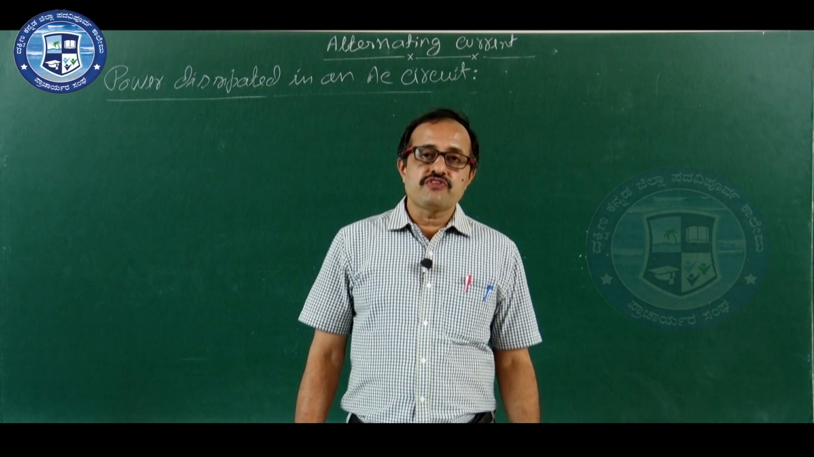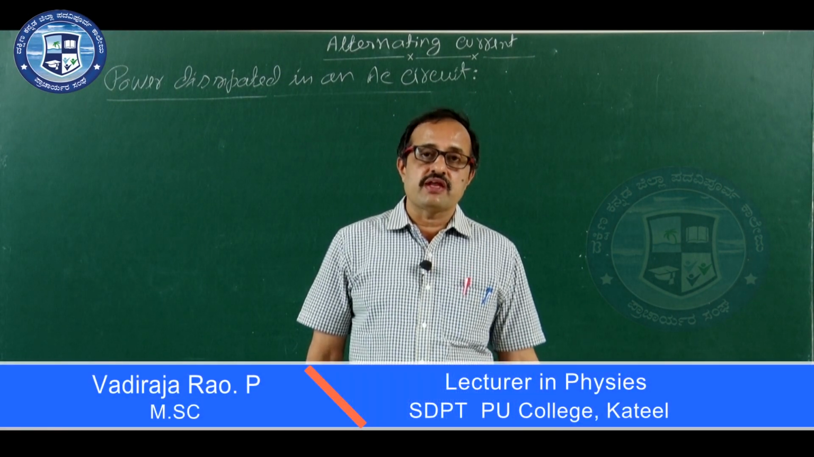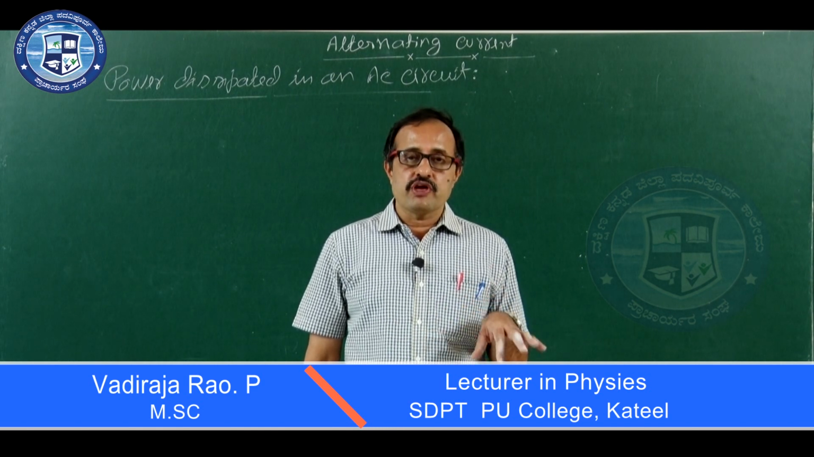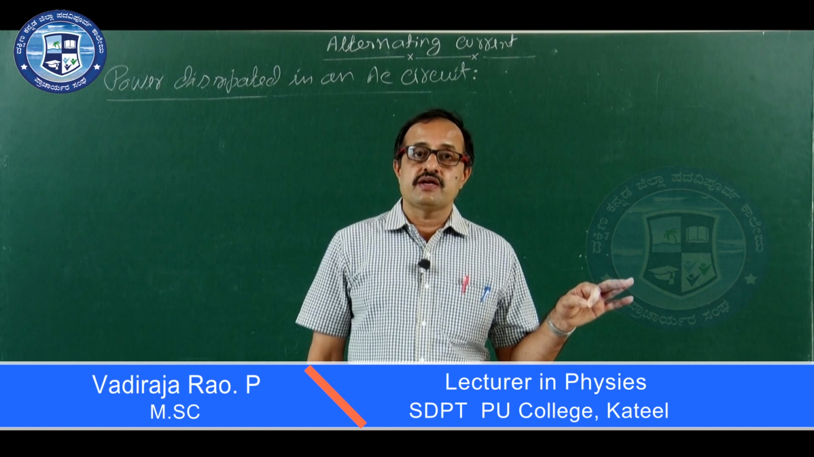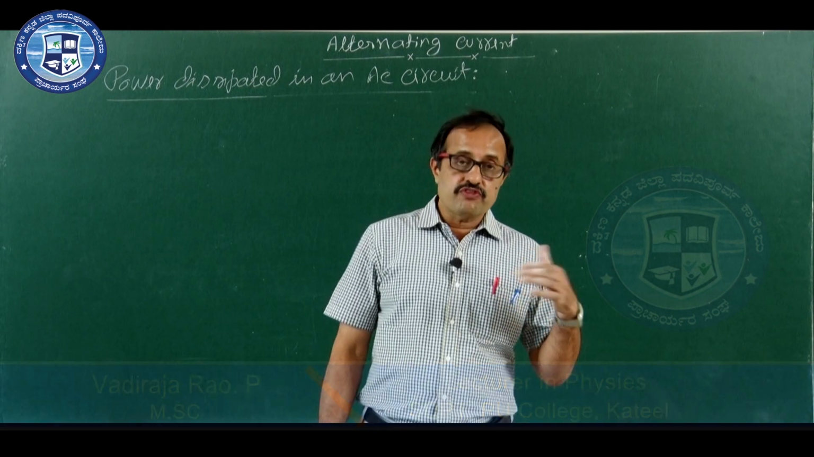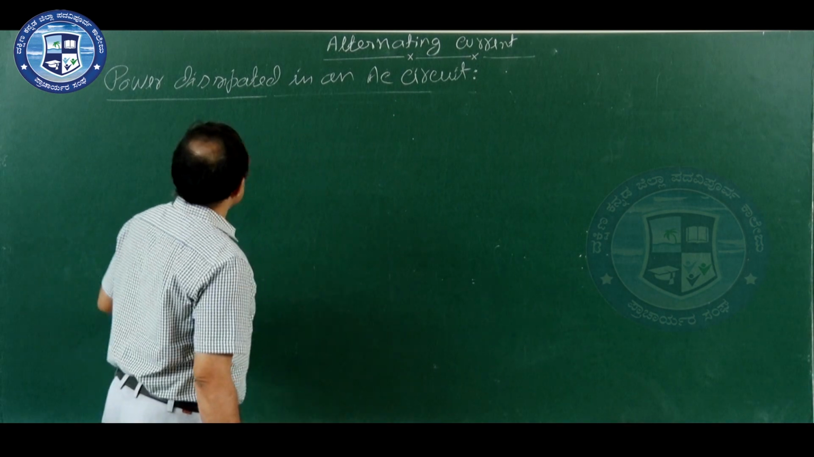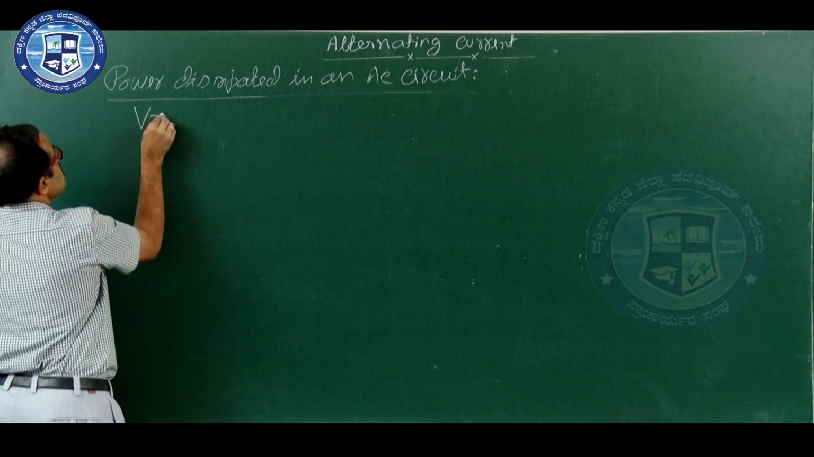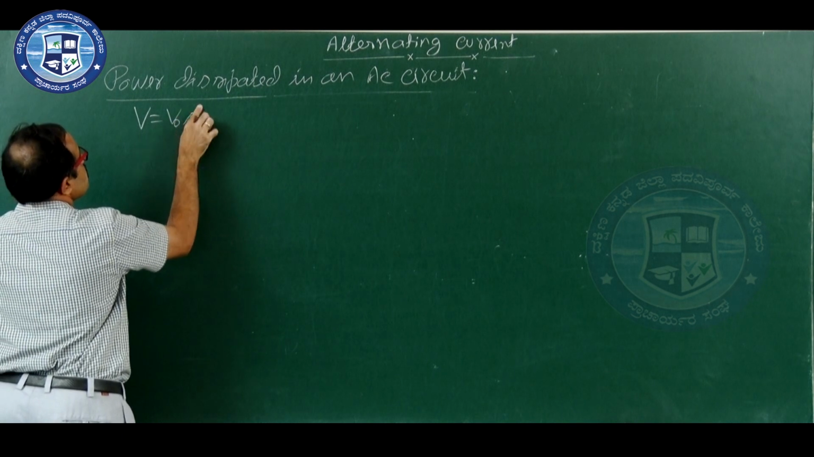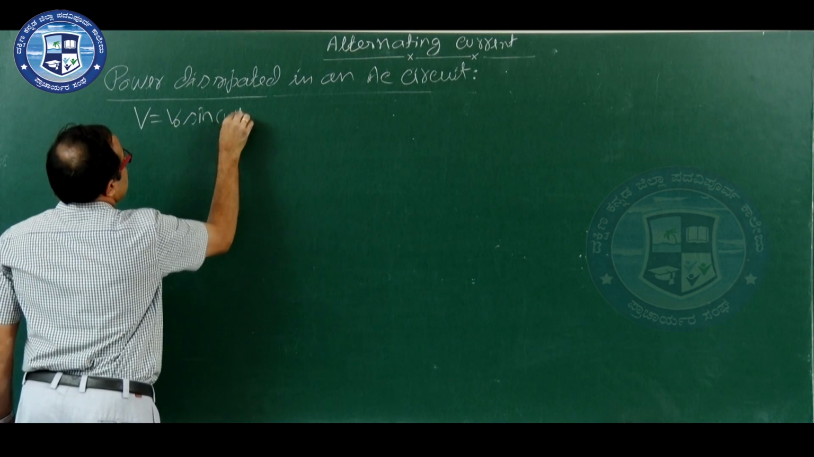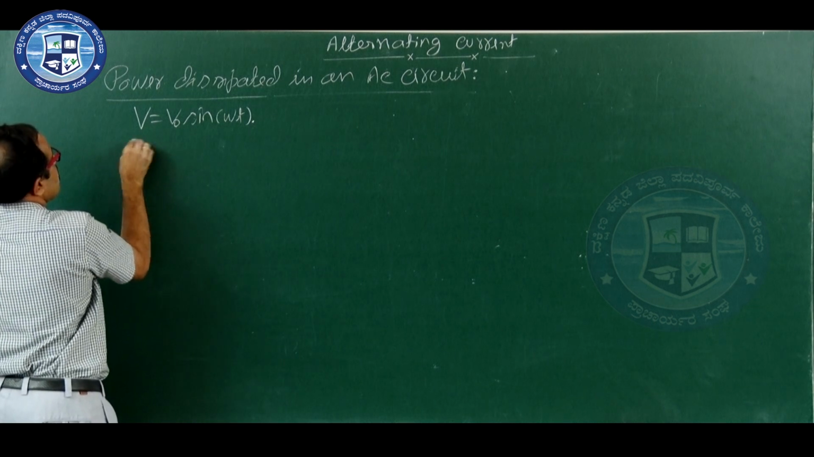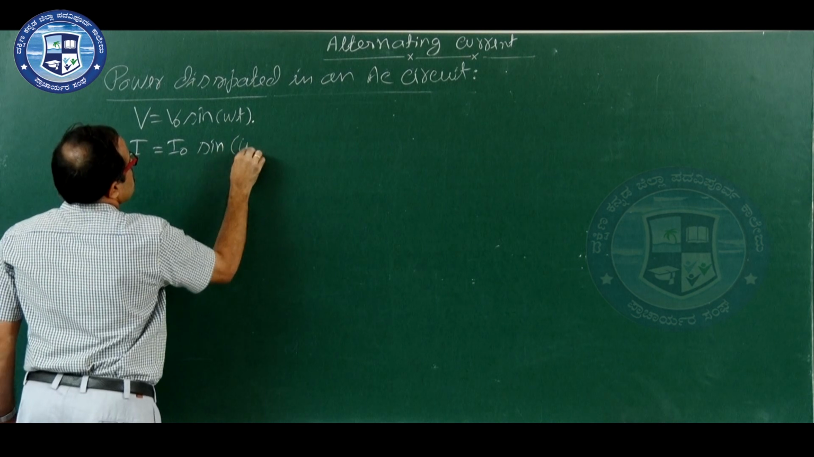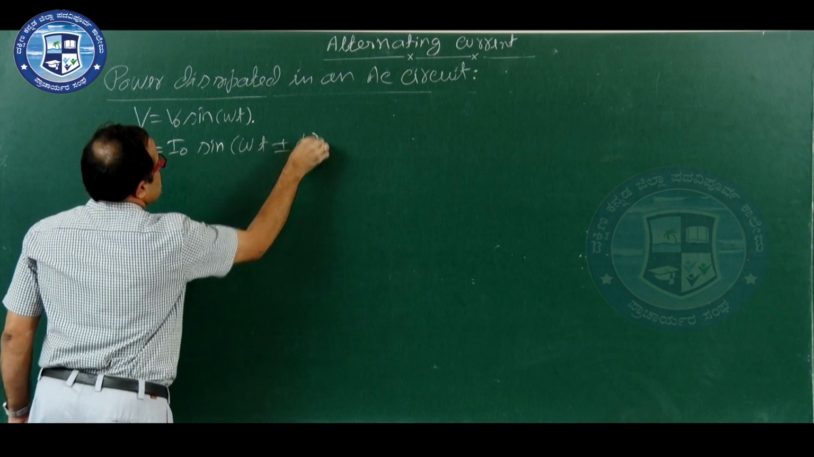Now we discuss what is the general expression for power consumption in an AC circuit. What we studied earlier is the specific case, power consumption in resistor, inductor and capacitor. Now what is the general formula? So power dissipated in an AC circuit, in general voltage is taken as V naught sin omega t, current is given as I naught sin omega t plus or minus phi.